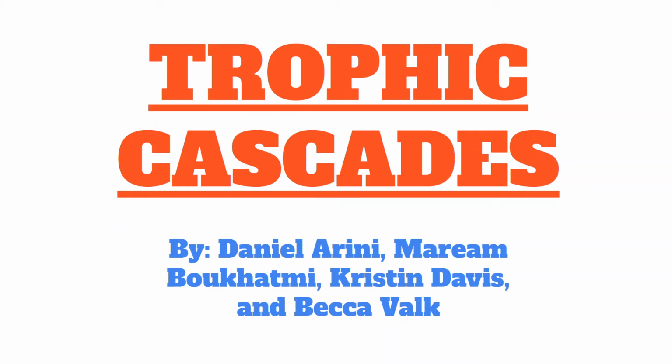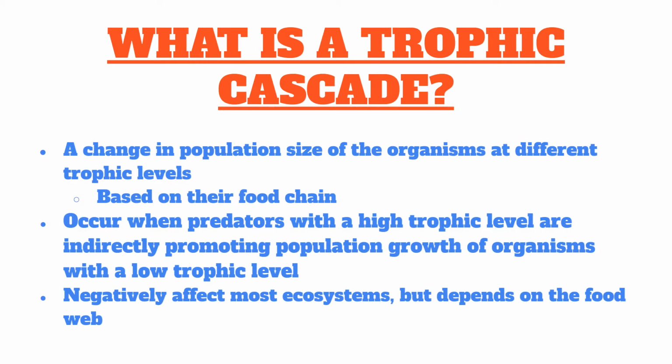Hello! Today in this video we will be discussing trophic cascades and providing an example of trophic cascades occurring in salt marshes. Now, first we are going to define what a trophic cascade is, and essentially it is an ecological phenomenon where the top predator is added or removed. This negatively affects the food chain of an ecosystem and causes a change in population size.